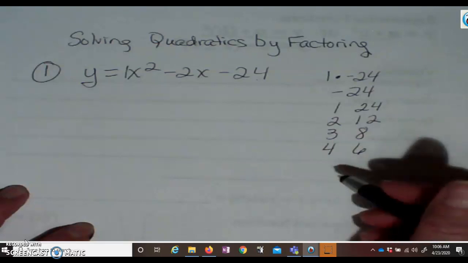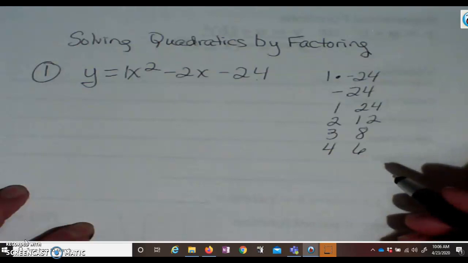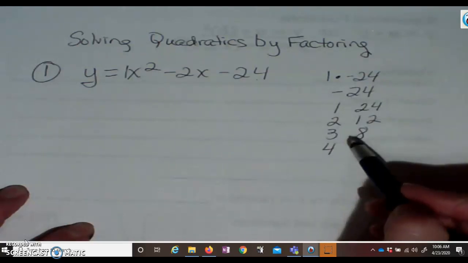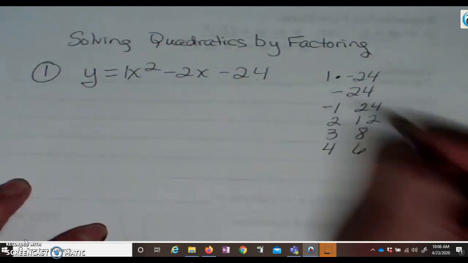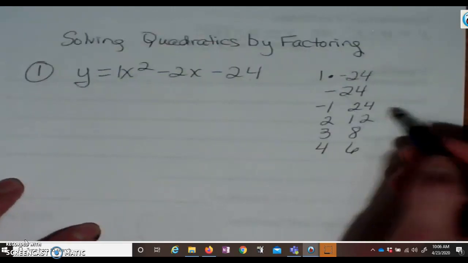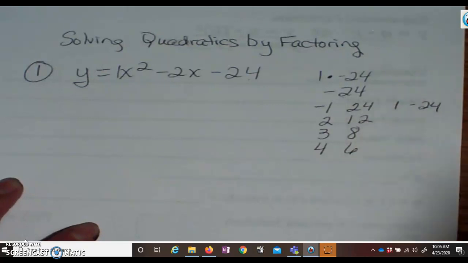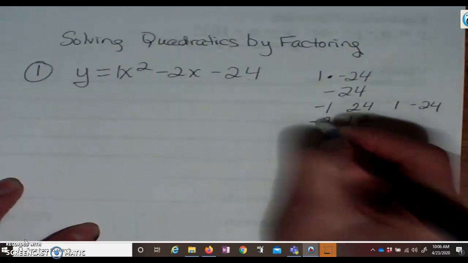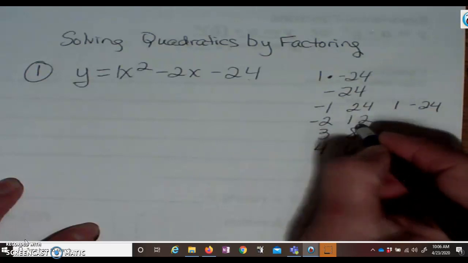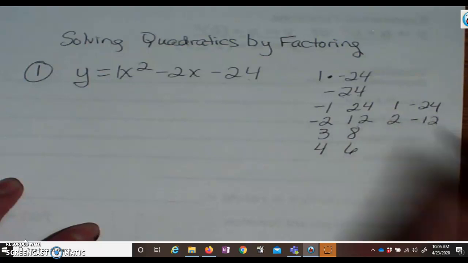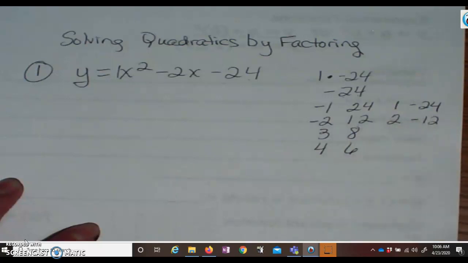Okay, now one of them has to be negative and one of them has to be positive because we've got a negative. So we could double our factors here. If I made that one negative, that one is positive. Then I come over here and I go positive 1 and a negative 24. If I make the 2 negative, I have negative 2 and 12. That gives me a negative 24. I would do 2 and negative 12. That also gives me negative 24.